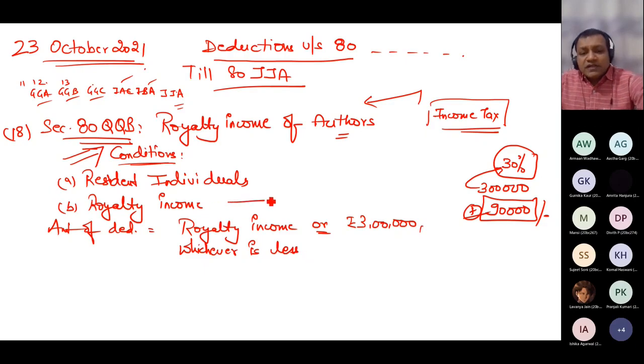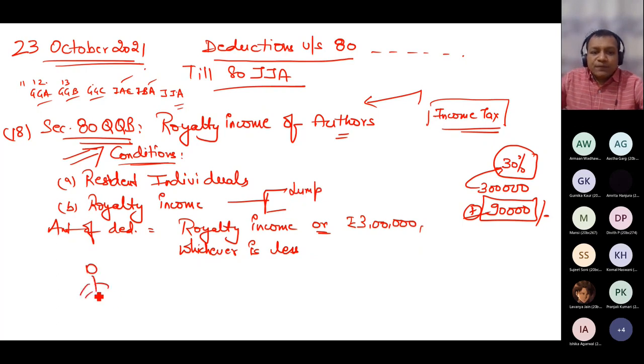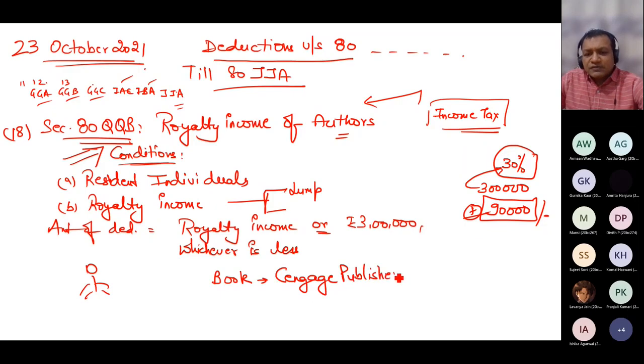Now royalty income can be earned in two different ways. Now, who gives royalty? If I am an individual and I have written a book, like for example my book is published under Singage Publishers, an international publisher house, then Singage Publishers is publishing my book, so I am earning royalty income.